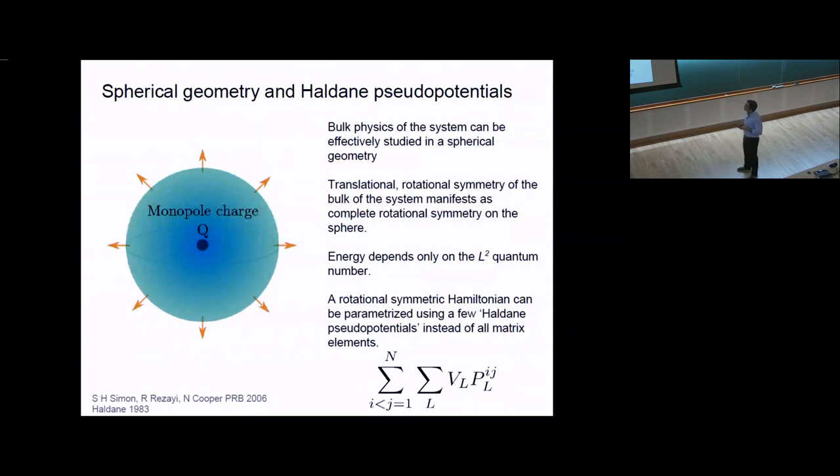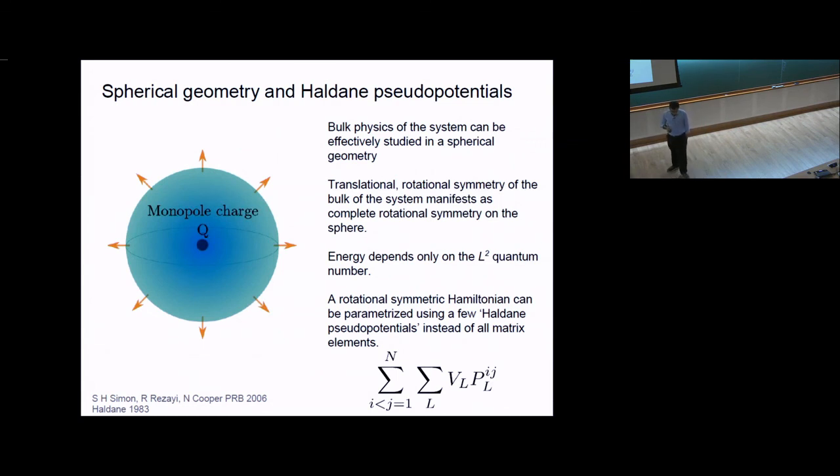So what are Haldane pseudopotentials? The bulk physics of the quantum Hall system can be effectively studied using a model of the quantum Hall effect realized on a spherical geometry. In this geometry, the electrons reside on the surface of a sphere with a magnetic field generated by a monopole sitting at the center of the sphere. Translation and rotational symmetry of the planar geometry corresponds to full rotational symmetry of the spherical geometry.